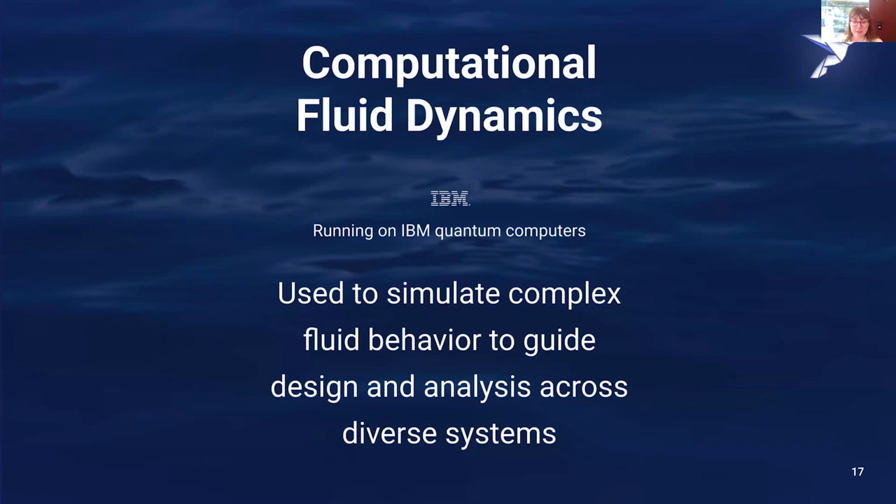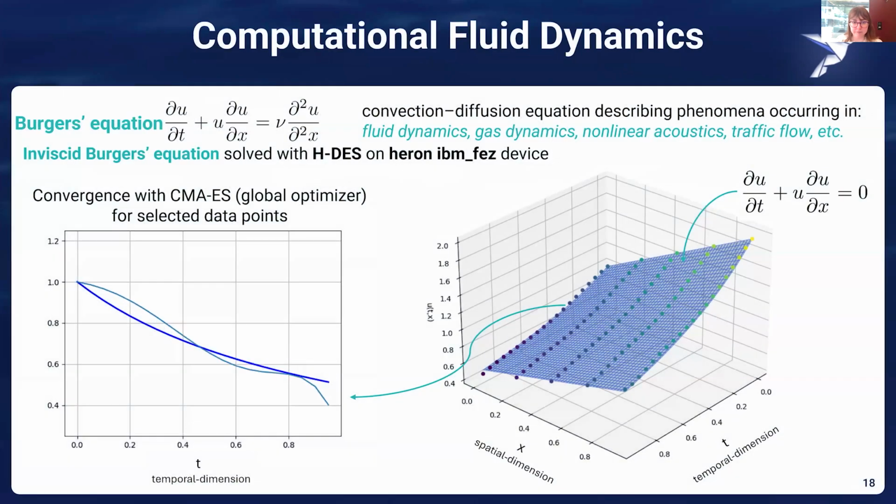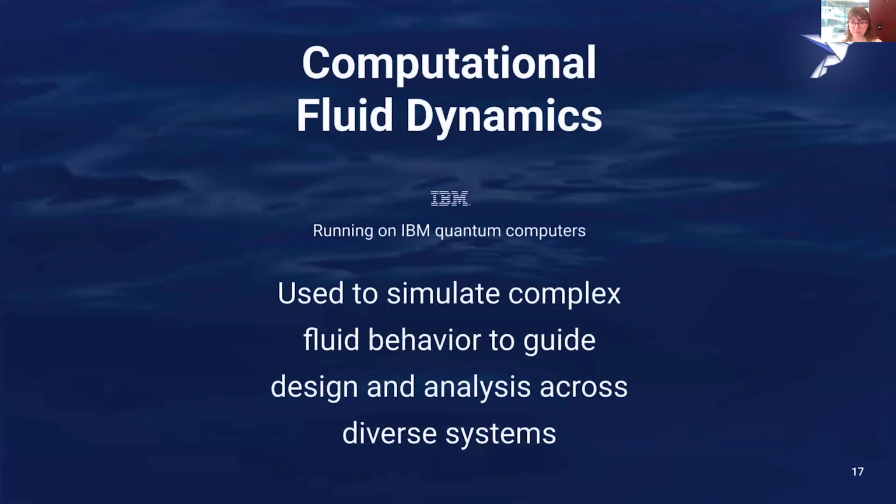So the HDES algorithm was under development for several years before we started to run it on real quantum computers. And during that time, we used quantum simulators instead. And we still use quantum simulators to do the vast majority of our research and development work because it's much cheaper and easier for now.